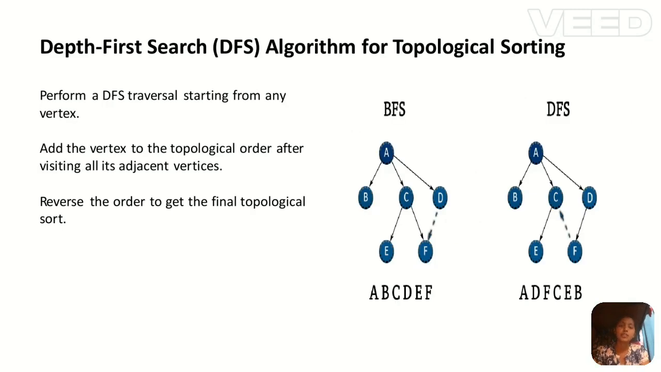DFS, the depth first search algorithm for topological sorting. Perform a DFS traversal starting from any vertex. Add the vertex to the topological order after visiting all its adjacent vertices. Then reverse the order to get the final topological sort.